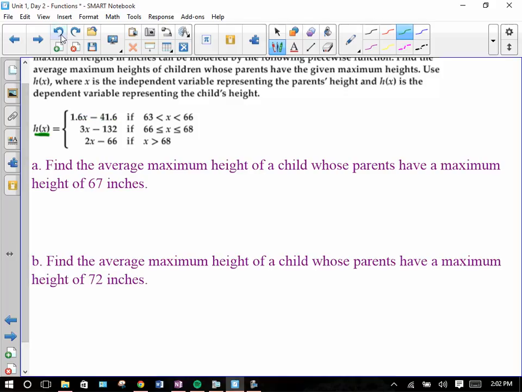This child's height is equal to 3x minus 132 if this child's parent is between 66 and 68 inches tall. Is this parent between 66 and 68 inches? Yes. So I'm using that equation to figure out the maximum height for a child.